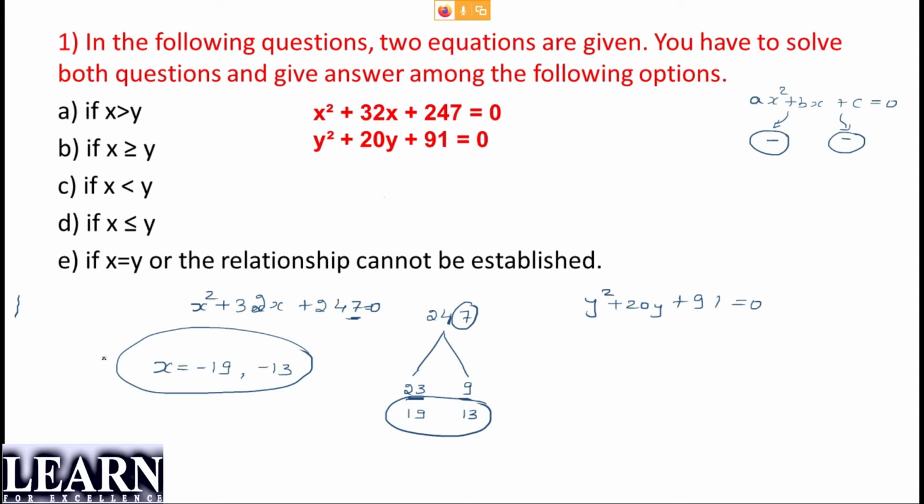Now we'll go to the next one. y square plus 20y plus 91 is equal to 0. Now if I'm talking about the branch value once again, the tree value is 91. Now we have to look for the branch value. When larger numbers are given, you need to understand the last digit here. The last digit is 1. So you need to understand which product gives us 1. 7 3 times is 21.